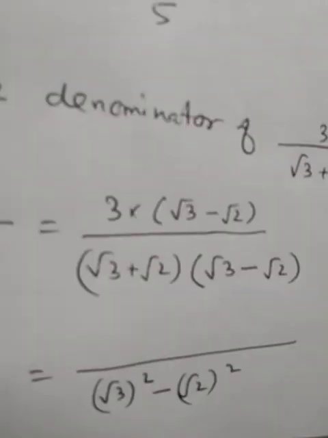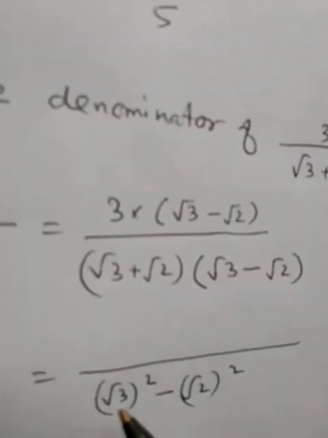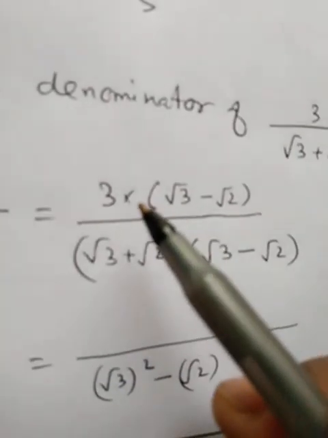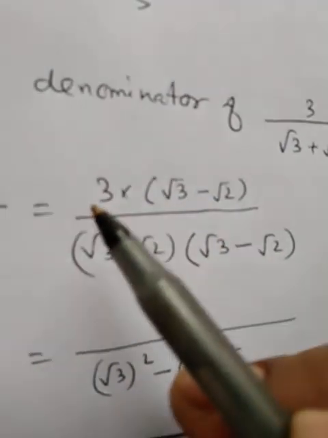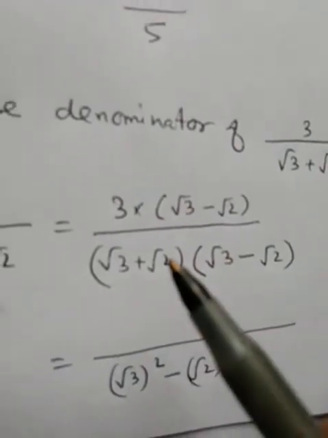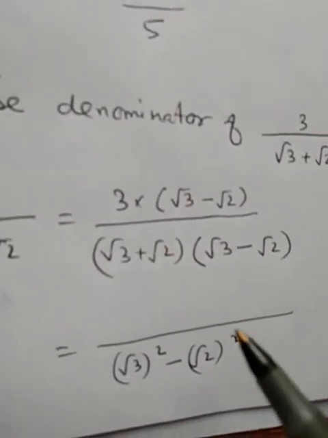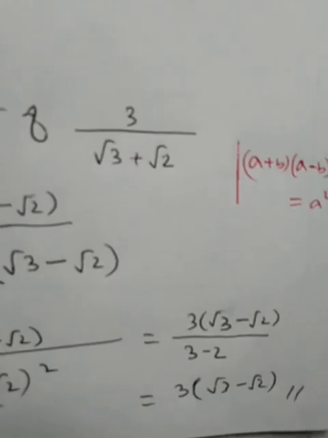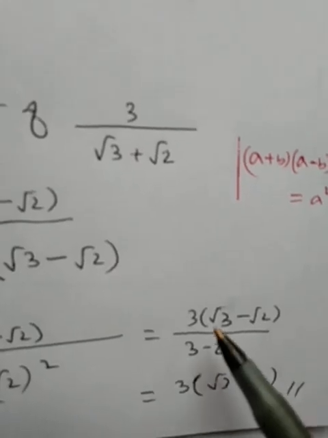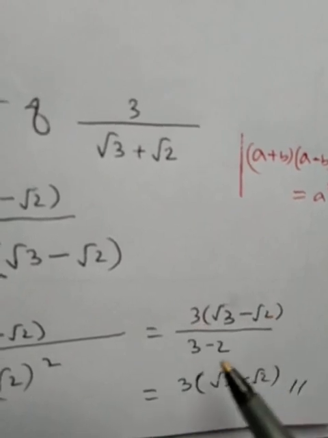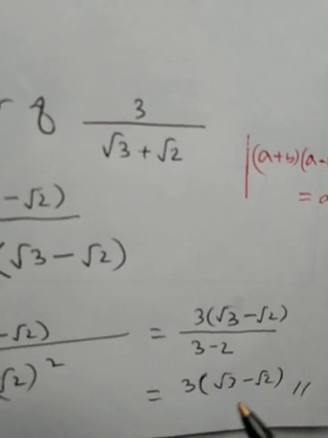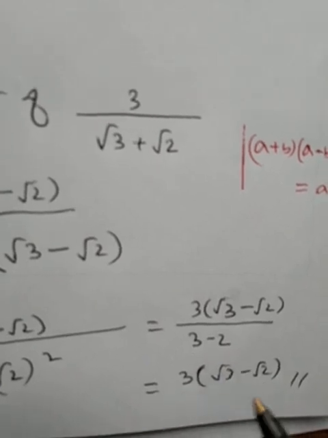Then we'll get root 3 square minus root 2 square, and the numerator if you want you can multiply also, and if you want you can keep as it is also, because our main purpose is to rationalize the denominator. So finally the numerator we have kept as it is, and root 3 square is 3 minus root 2 square is 2, so 3 minus 2 is 1, and then this is the answer.